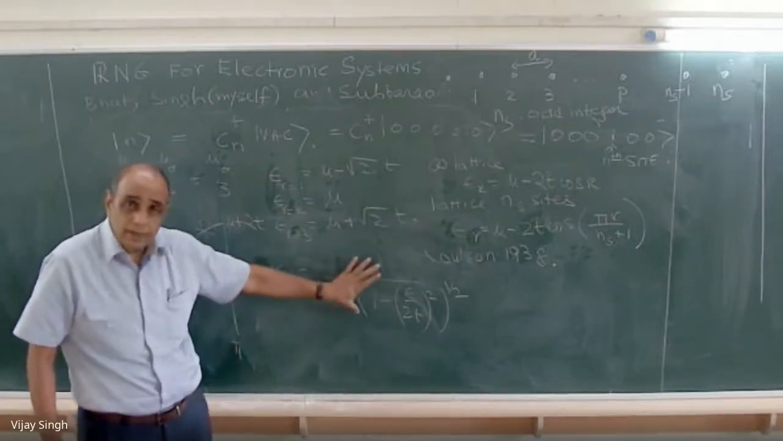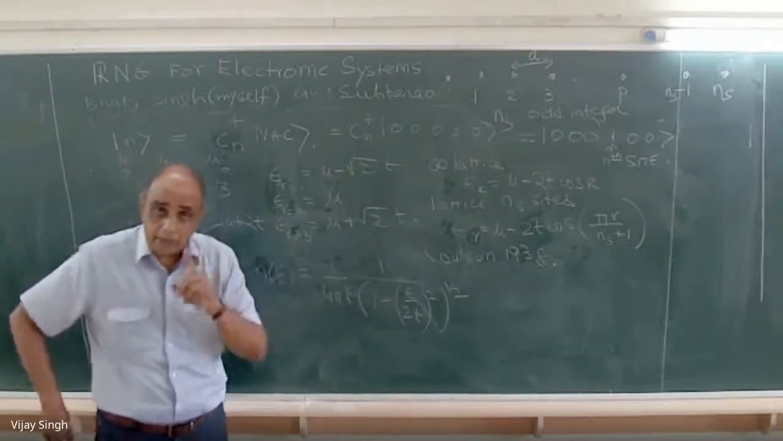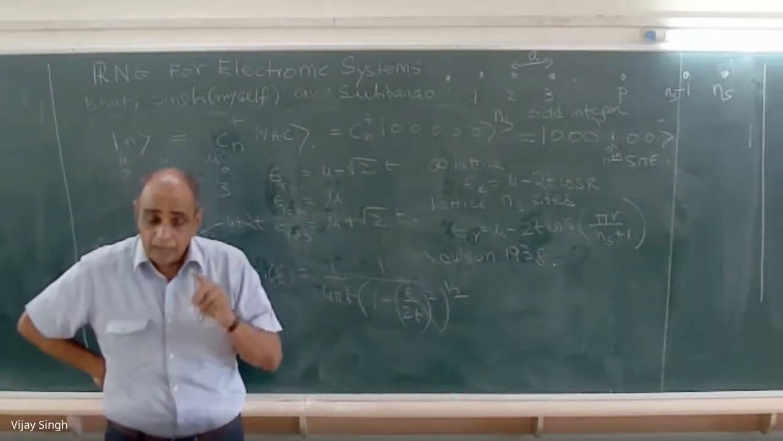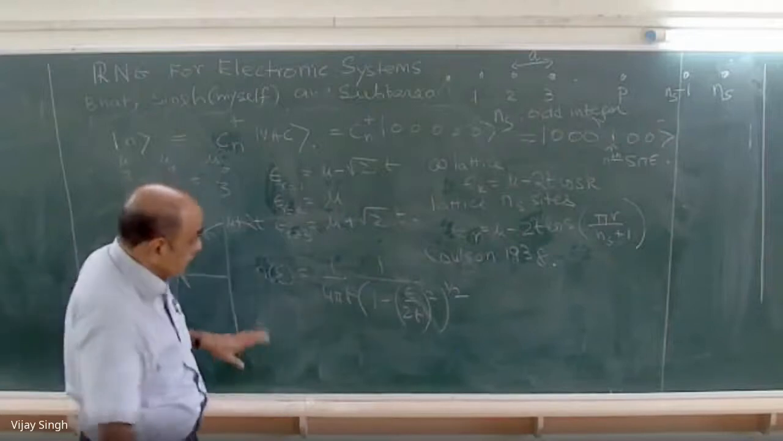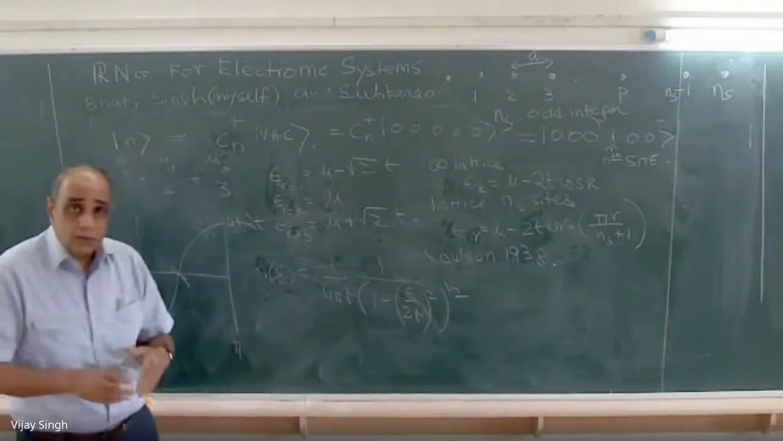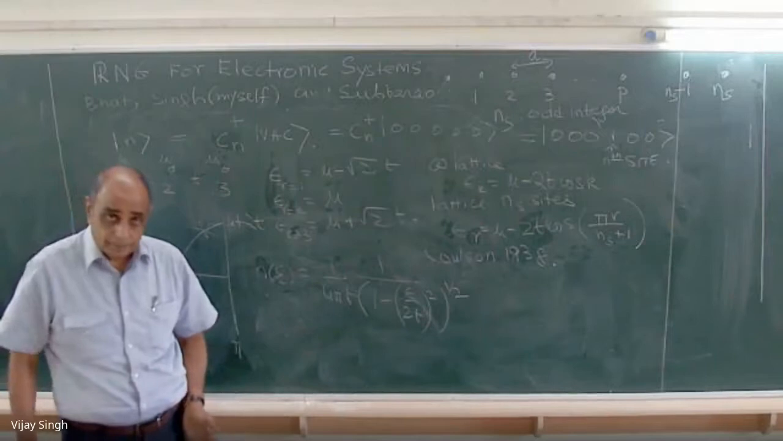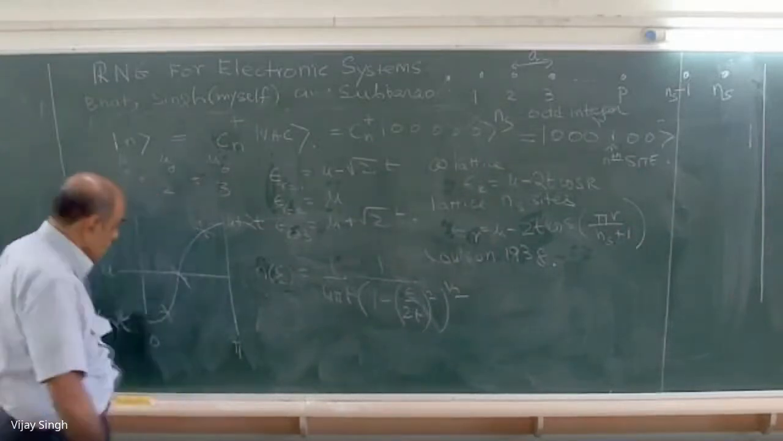I am not interested in the density of states. But I am interested in a particular quantity which I will revert to much later. That particular quantity is the total energy of the electronic system. So supposing I have all these levels.